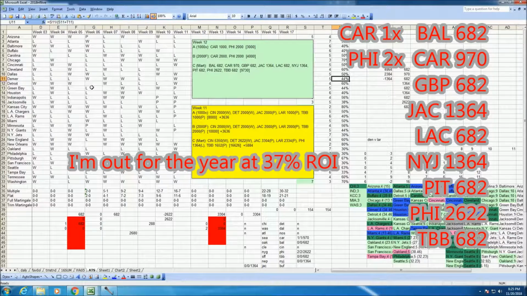And my martingales vary quite a bit. There were a lot of pushes last week, which caused a lot of havoc and disruption. Nonetheless, a lot of 682s out this week. So Baltimore 682, Carolina will be 970, Green Bay Packers 682, Jacksonville will be 1364, LA Chargers will be 682, New York Jets will be 1364, Pittsburgh will be 682, Philadelphia 2622, and Tampa Bay Bucs again 682, for a total of 97.30 out this week, and we'll see how that goes. Lots of picks, but not a lot of money.